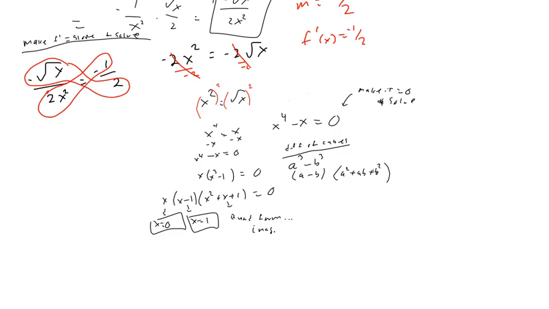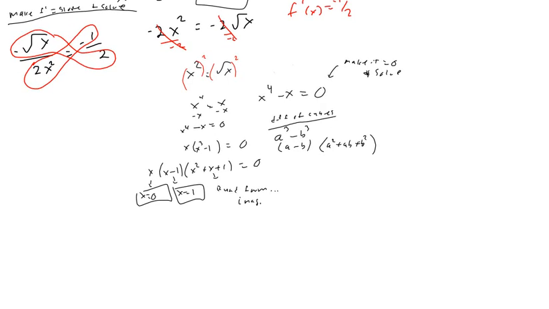Now that I have my x value, I can plug it in to find the point, the y value, right? 0, comma, well, that's not going to work, is it? What was my function? 1 over square root of x, right?